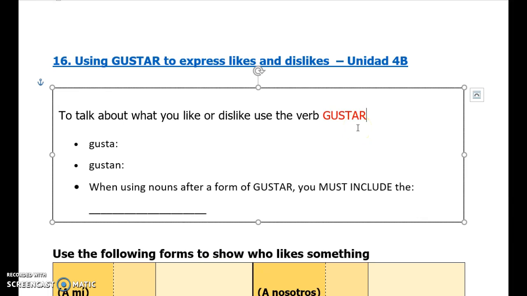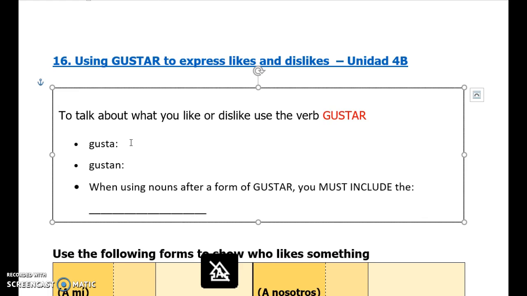But we are really only going to deal with it in two conjugations. So if you're visualizing your chart here, we're only going to worry about it with gusta and gustan. We're not going to do a full conjugation. Not that it can't be used that way. That's just not how we're going to use it right now. So we're going to be talking about liking or disliking objects and actions.